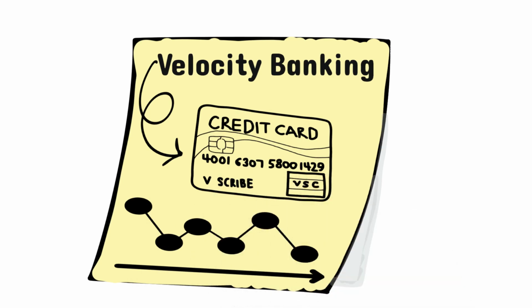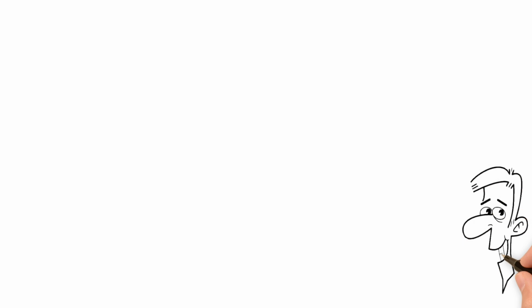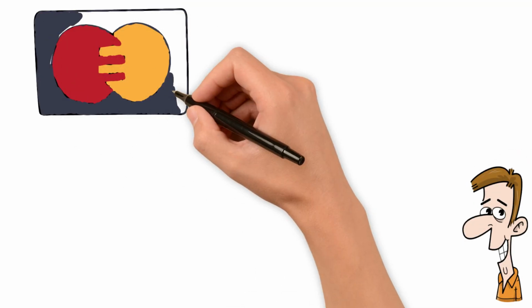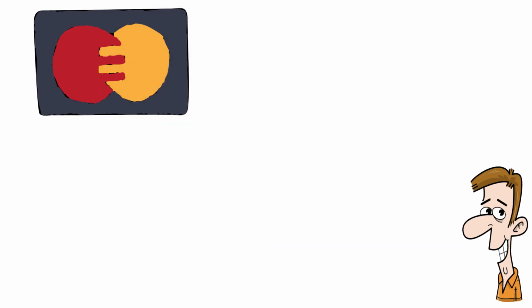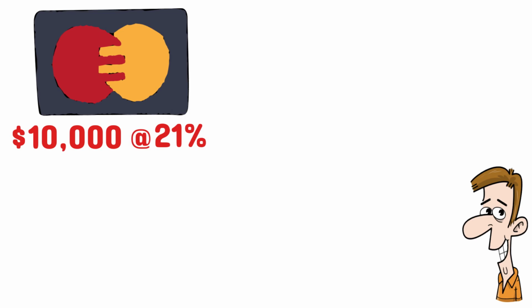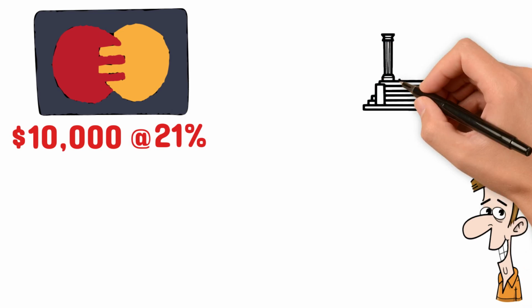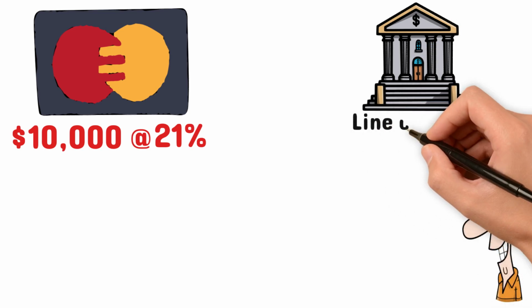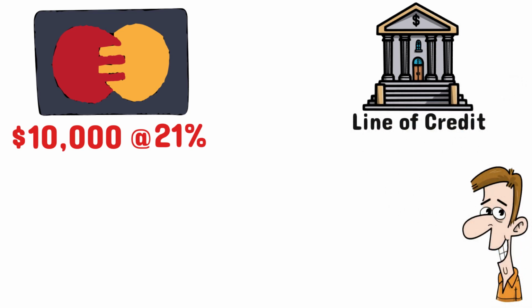Let's imagine that Phil currently has credit card debt. His balance on his card currently sits at $10,000 and carries an interest rate of 21%. The first thing that Phil needs to do to implement velocity banking is to gain access to some sort of line of credit. This could be something like a personal line of credit or a home equity line of credit. Some individuals with debt may already have access to a line of credit, and others may have to apply for one before they can implement velocity banking.